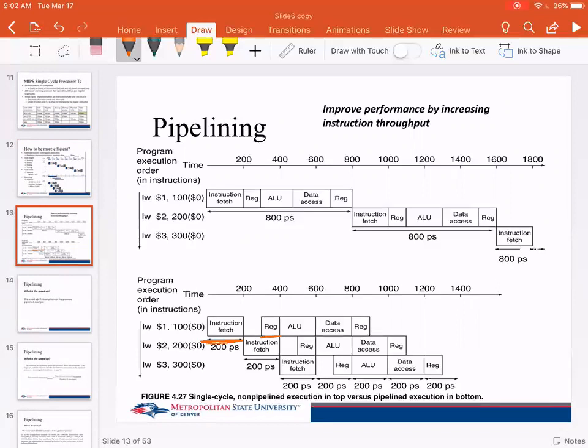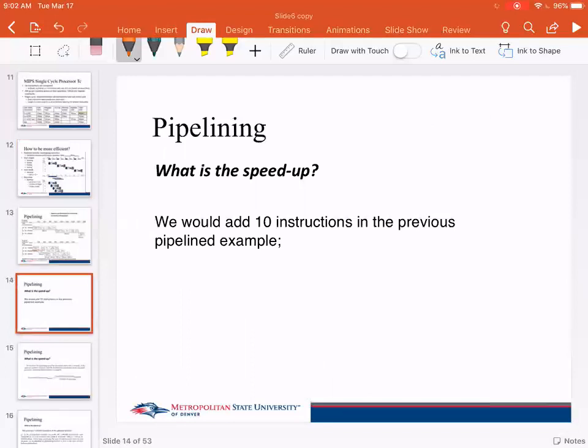So there are a lot of things we should consider about pipelines, and one of the biggest issues is data hazard. We will introduce data hazards today in this video. But before that, I want to give you a quick review and emphasize the pipeline speed up again. So what is the pipeline speed up?